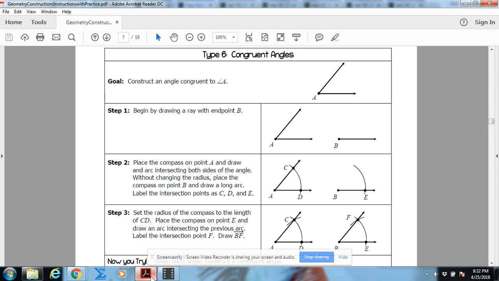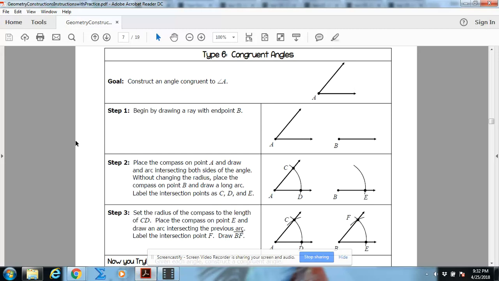Hi, and welcome to the last video about constructions. Our sixth construction that we're going to tackle is to build two congruent angles. The goal here is that given an angle, you can build an angle that's a congruent partner to that angle.